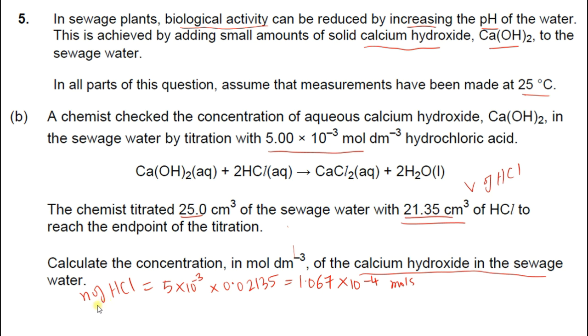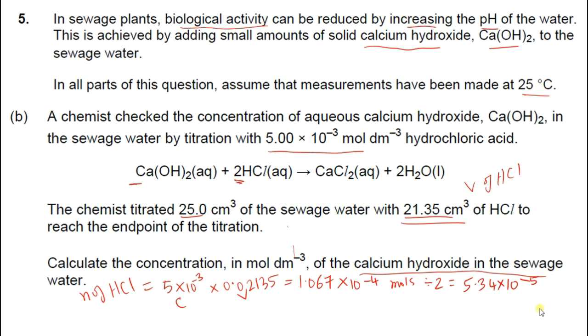So first calculate the moles of the hydrochloric acid used in the titration by multiplying the concentration, that's the C, with the volume. We get the moles of the hydrochloric acid. So the moles of calcium hydroxide would be half of this, because the equation shows a 2 to 1 ratio. To work out the moles of calcium hydroxide, divide that by 2. So that gives us 5.34 times 10 power minus 5.